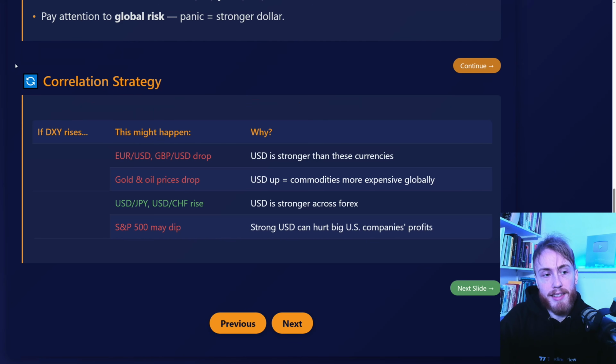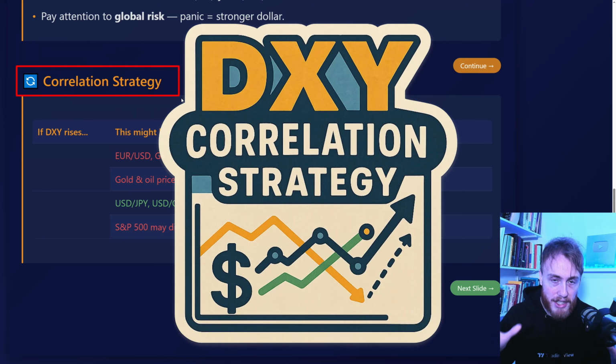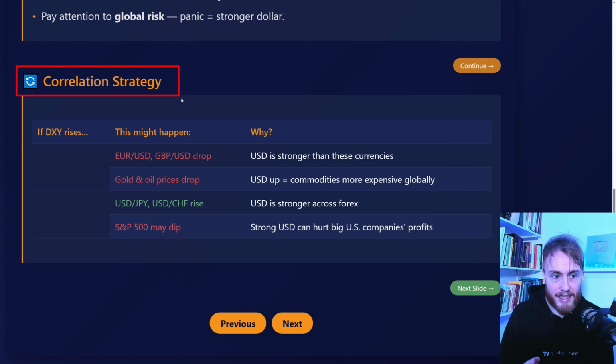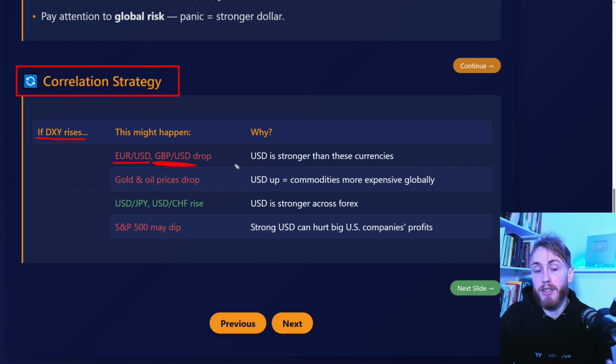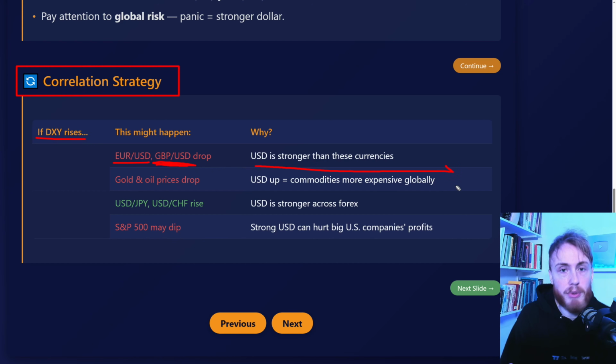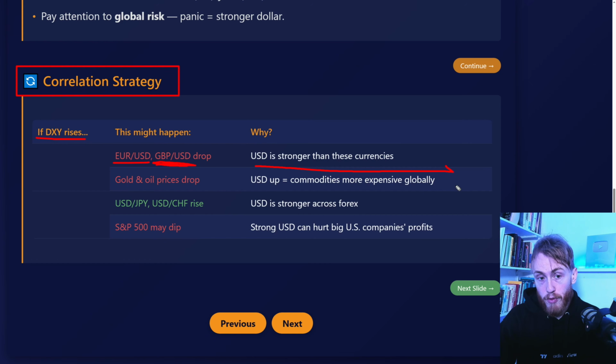All right, so here is a DXY correlation strategy. What happens if DXY rises? If DXY rises, the natural consequence is that the euro measured in US dollar and the British pound measured in US dollar tend to drop, because when the general USD is stronger, these currencies tend to perform worse against it. Another thing that tends to happen if DXY rises is that gold and oil prices tend to drop. This is not always true, but in general.